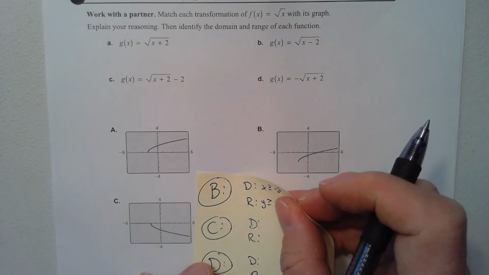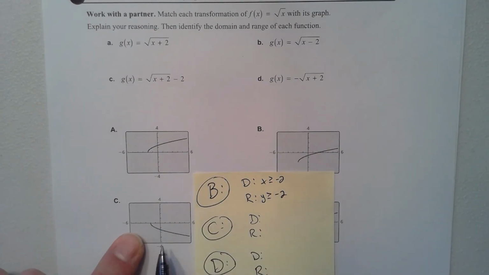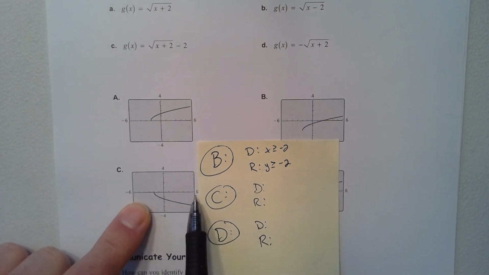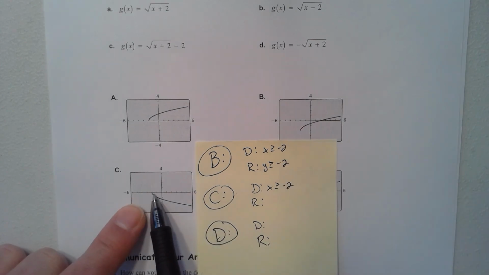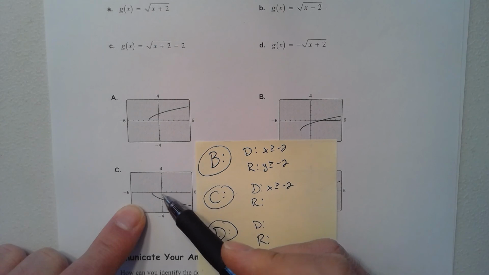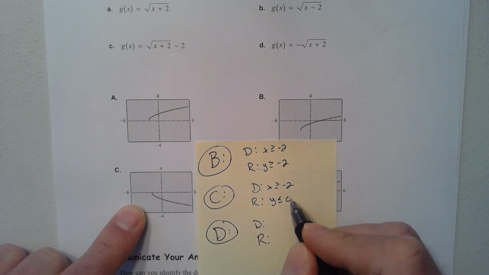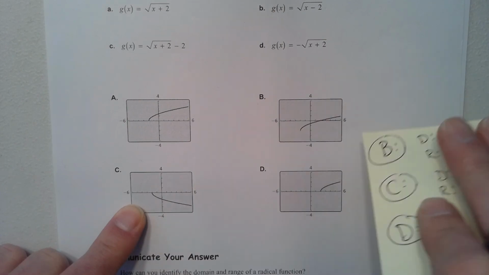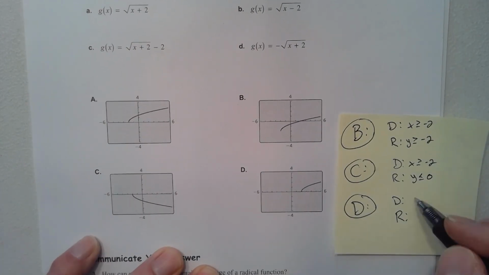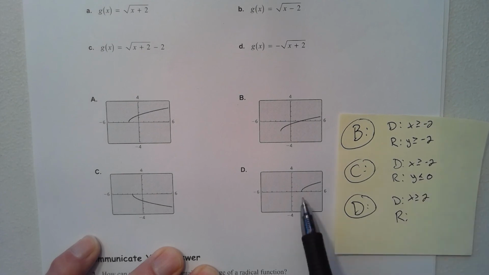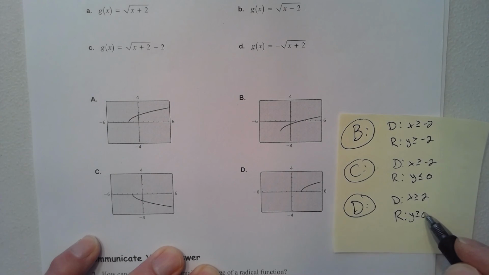For C, if I wanted to find the domain of this, it would be starting at -2 and going forever to the right, so greater than or equal to -2. The range starts at 0, but then it goes down. It's all values less than or equal to 0, so y is less than or equal to 0. And lastly, D, the domain starts at 2 and goes forever to the right, so greater than or equal to 2. I don't know if I said -2, but it starts at 2 and goes to the right. The range is at 0 and goes forever up, so y is greater than or equal to 0.